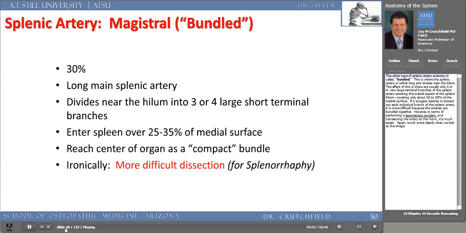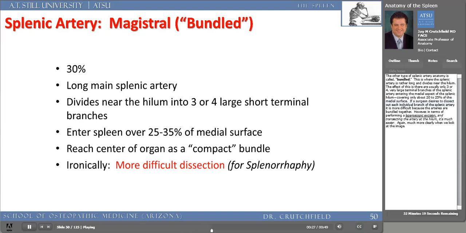The other type of splenic artery anatomy is called bundled. This is where the splenic artery is rather long and divides near the hilum. The effect of this is that there are only 3 or 4 very large but short terminal branches entering the medial aspect of the spleen at the hilum, covering only about 25% of the medial surface.